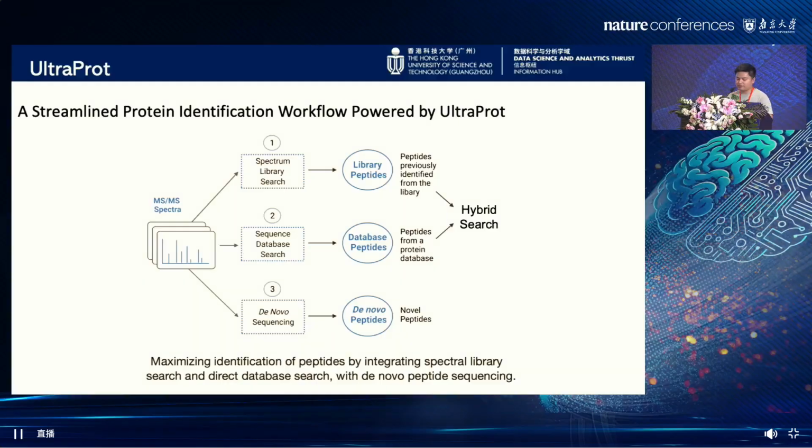Based on these abilities of the UltraProt model, we built a streamlined protein identification workflow based on our foundation model. For a collected batch of mass spectrum data, we perform hybrid search using the FDR metric. And for the left unannotated mass spectrum data, we activate different branches of our models to conduct de novo peptide sequencing to identify the left novel peptides.